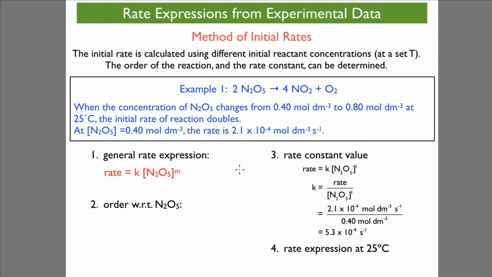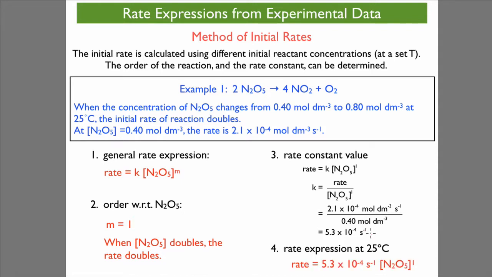So the general rate expression is going to be K concentration of N2O5 to the power of m. The order with respect to N2O5 is going to be 1 because we know when the concentration of N2O5 doubles, the rate doubles. So it's first order. Then you can just plug in your numbers, rearrange the equation first of all. We know what the rate is, it's given there. We know what the concentration is, it's given here. Just do the math to get your answer. Make sure you get your units right, seconds to the -1. And so the rate constant is 5.3 times 10 to the -4 per second. And we've got it showing there, this is with respect to N2O5, a first order reaction.